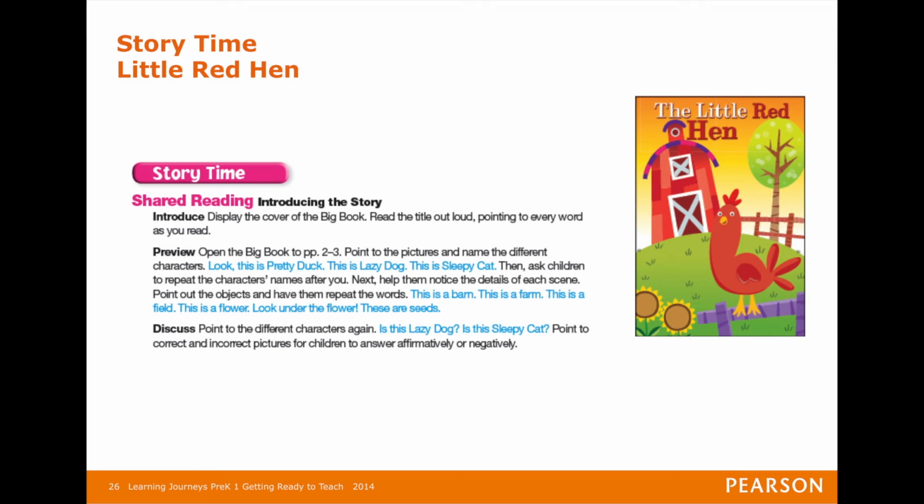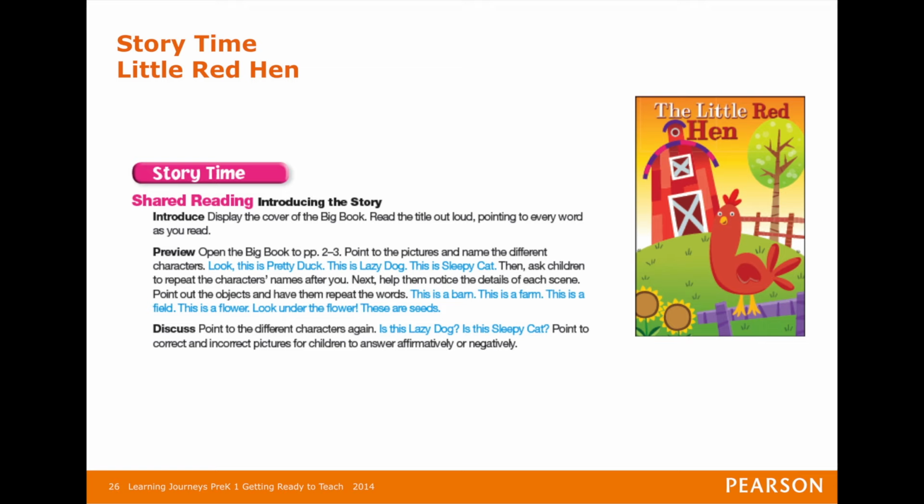Read the title pointing to every word you read. Preview. Start with the first 2 pages and point to different characters. Remember, you have already introduced the characters while working in the readiness circle. Children repeat the characters after you, then point to the objects on each scene. Have students repeat the words.